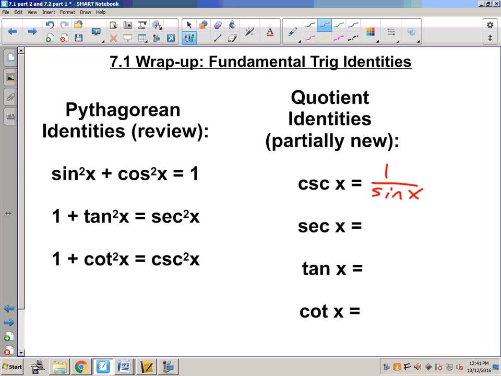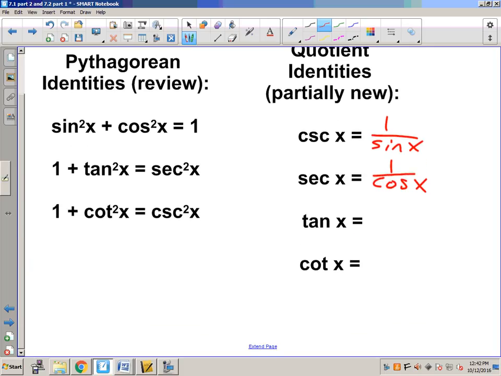The secant of x is 1 over the cosine of x. And if I had designed these, I think I would have made secant go with sine and cosine go with cosecant, but that's not how it is. We talked about this briefly yesterday. Tangent of x is equal to the sine of x over the cosine of x.